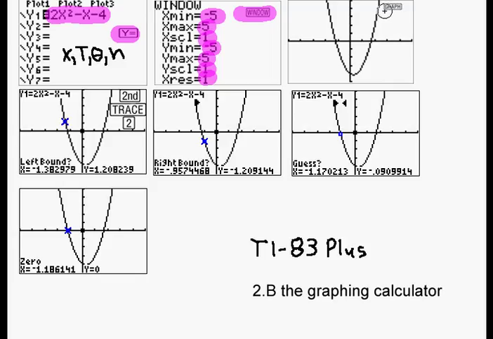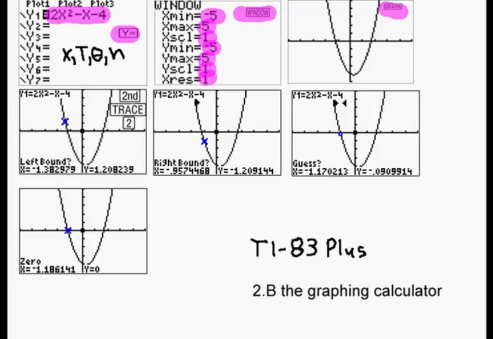Then you don't have to clear out of that screen. You can just go ahead and hit the graph button at the top right of your keypad. And a parabola should come up like the one shown here. If it doesn't, then go back and check your work, see what your mistake is. So now you have a nice graph of that quadratic function 2x squared minus x minus 4.